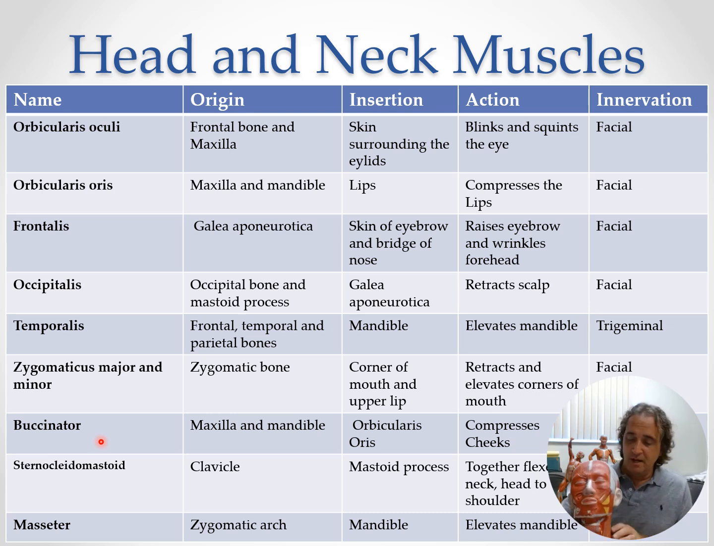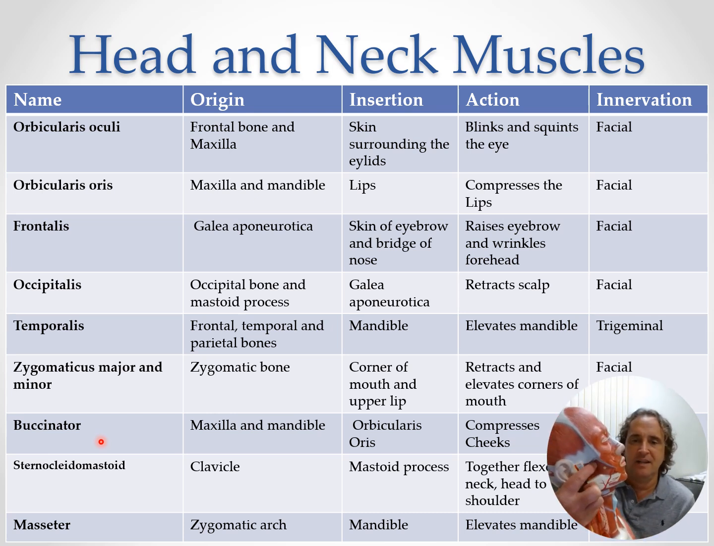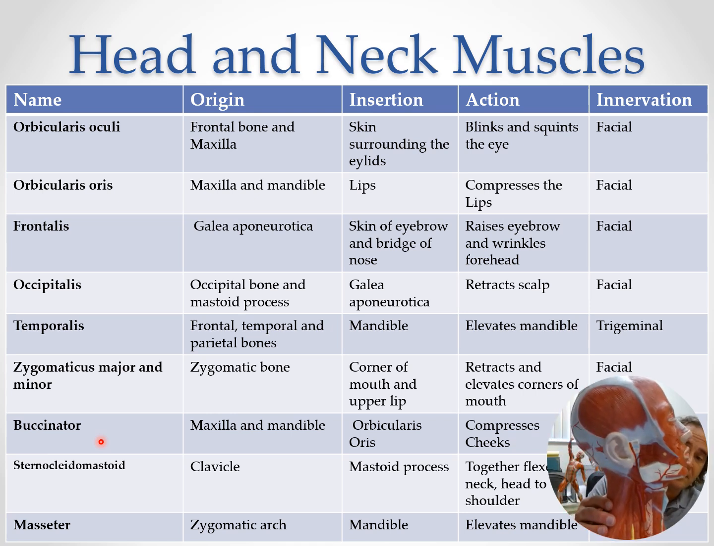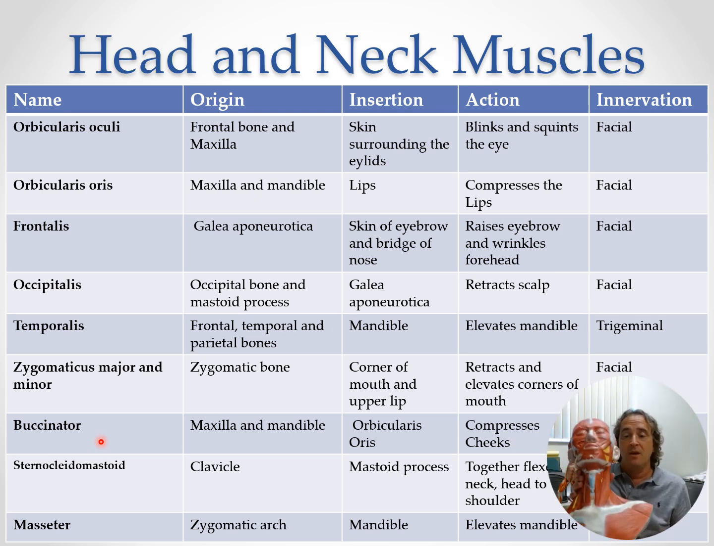Buccinator, for this model, is right here. The way you can tell is you can see that it's got a yellow circle in there. That is actually a nerve. You don't need to know the name of it, but if you look in there, there are muscle fibers going around that yellow circle. That is your buccinator muscle.